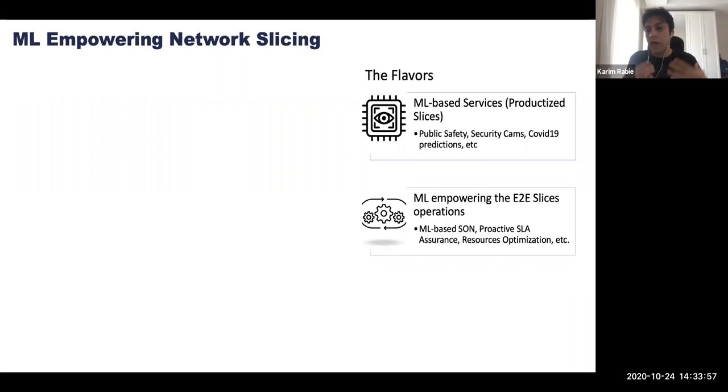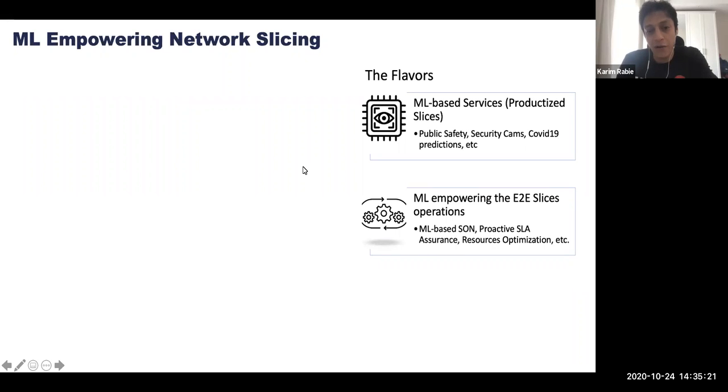Or I'm using machine learning to govern and empower these slice operations. I realize as an operator that I cannot do that the legacy way. I have to deploy artificial intelligence techniques, and I'm focusing on machine learning. There are for sure other paths and other streams, but machine learning in particular. Then I'm empowering my operations: I'm doing self-optimization of the network, ML-based; I'm doing proactive SLA assurance; I'm doing resource optimization, and all the other operational work. That's the compelling reason, and those are the flavors of machine learning when it comes to service providers, and in particular network slicing. Do we have questions?